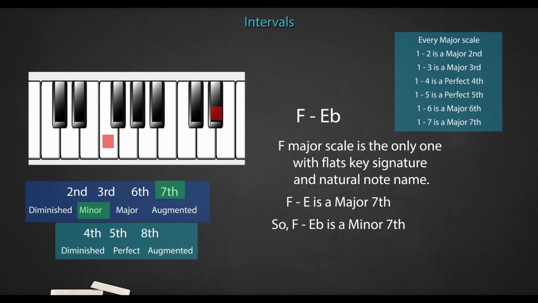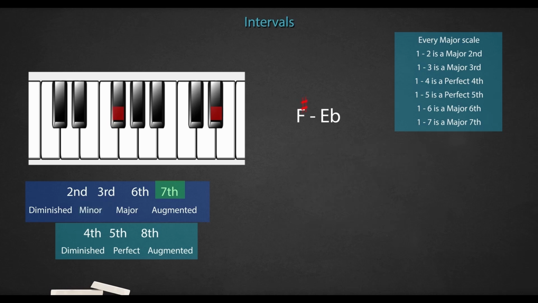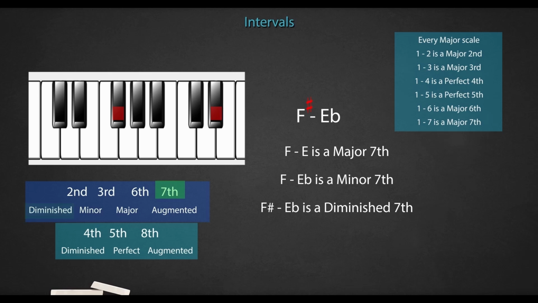Let's assume we have F sharp E flat interval. We can still use the F major scale. F E is, as we know, a major seventh, F E flat is a minor seventh, and F sharp E flat is a diminished seventh interval.